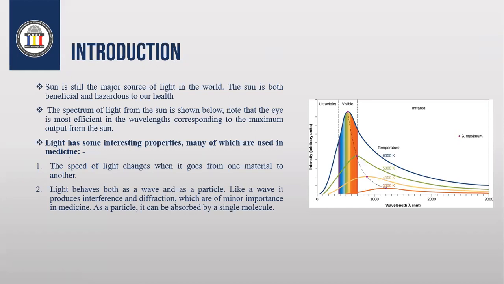Maybe they will be used in medicine. The speed of light changes when it goes from one material to another. This is named refraction, where the light changes its velocity when it goes from one material to another. And the light behaves as both waves and particles. In terms of medicine, we are not interested in the light as a wave. We will talk about the light as particles, which can be absorbed by single molecules and interact with the body. This is how we will understand it later.